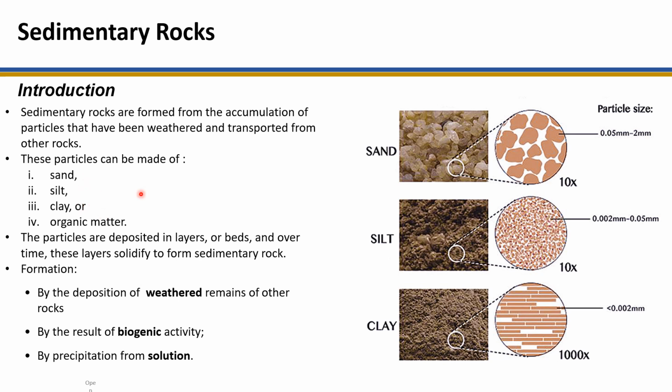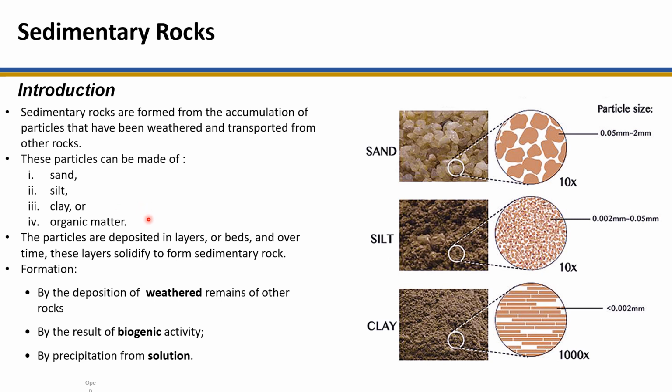This sand, silt, and clay can be classified based on their size. As you can see here, sand is about 0.05 millimeter to 2 millimeter. Silt is 0.002 millimeter, very fine, to 0.05 millimeter, while the finest is clay, which is less than 0.002 millimeter. These particles are deposited in layers of beds, and over time these layers solidify to form sedimentary rocks. The formation of sedimentary rocks can occur in three main ways.